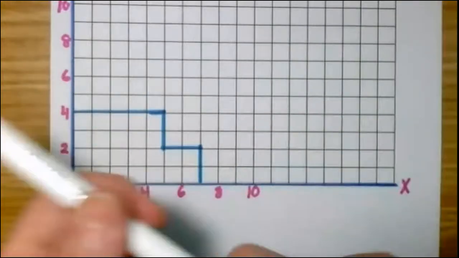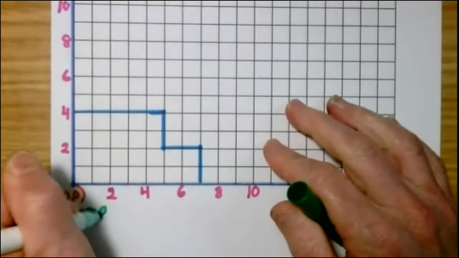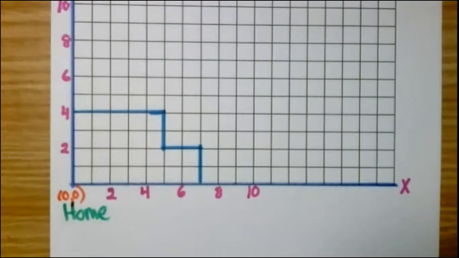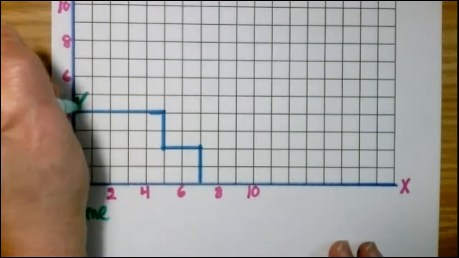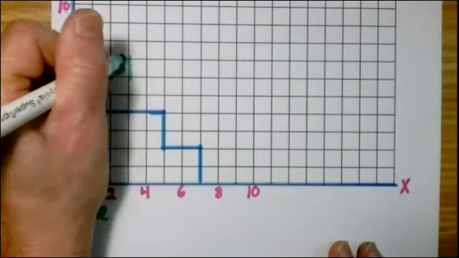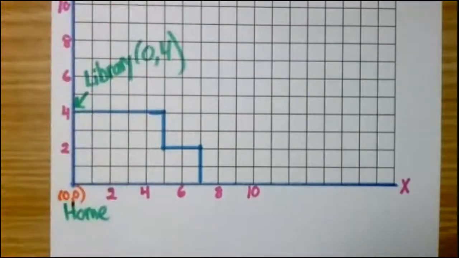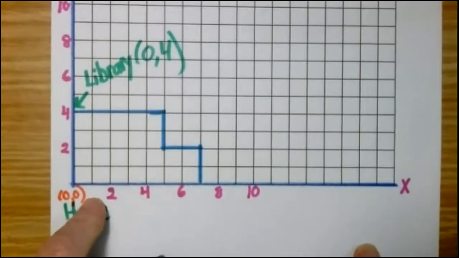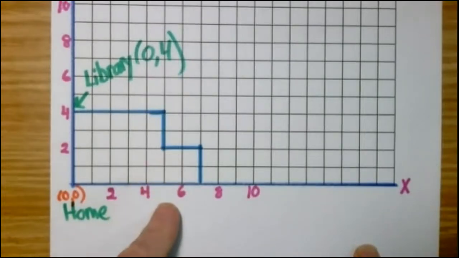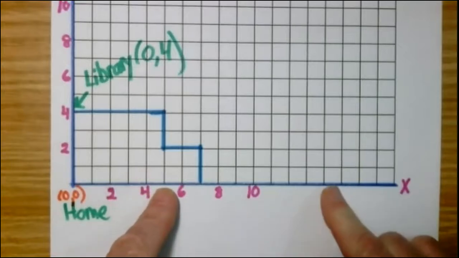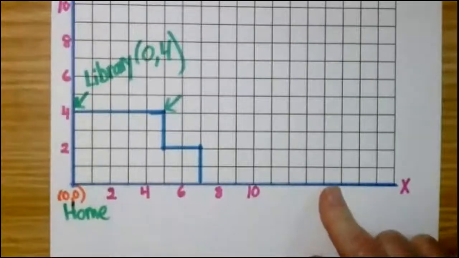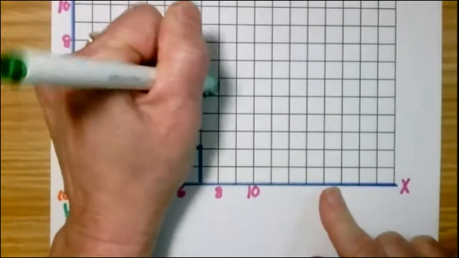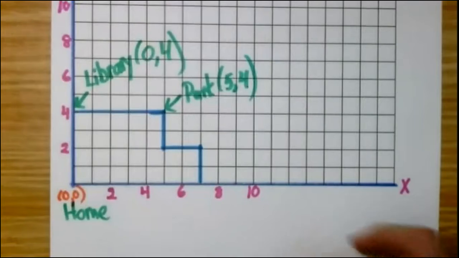I think I'll go back to green here. This is the home, 0, 0. The library is at 0, 4. So this is the library, 0, 4. And the park is 5, 4. So look at how I didn't put all the numbers, did I? But you can figure out what number this is in between. So this is 4. This one has to be 5. So we need 5, 4, and that is called the park. Park, 5, 4.